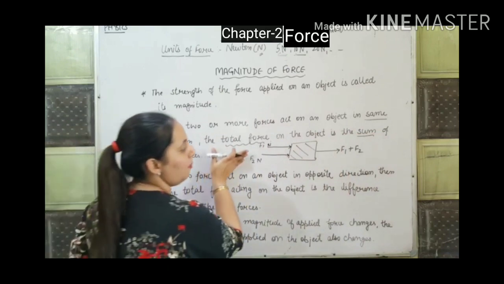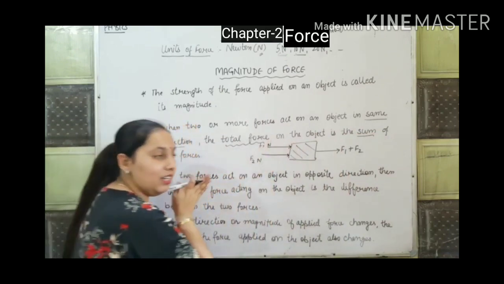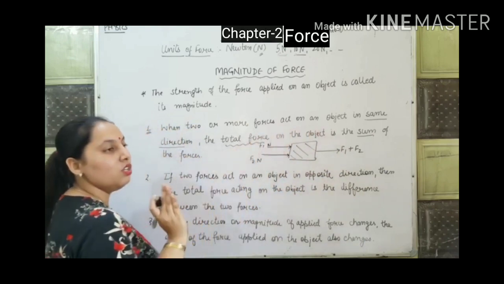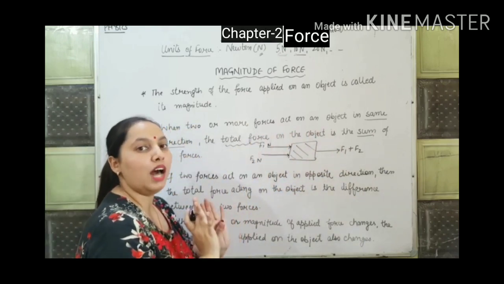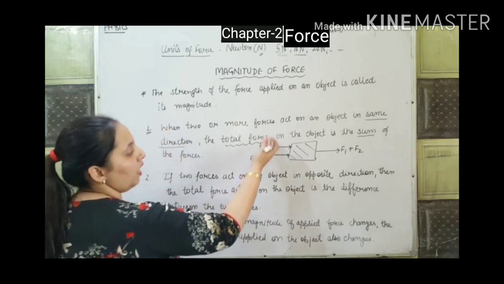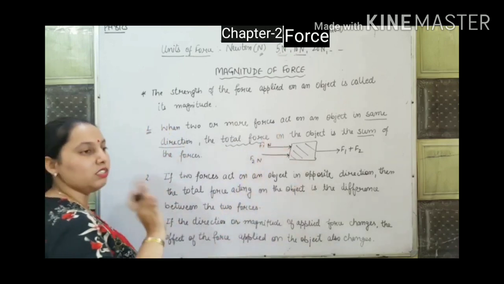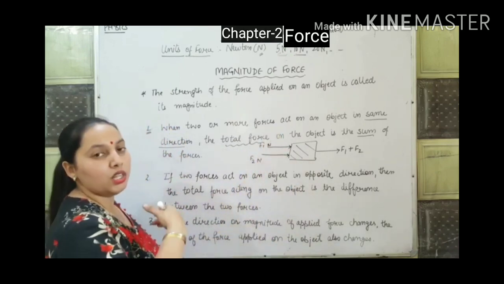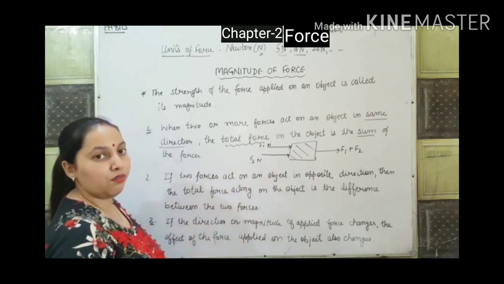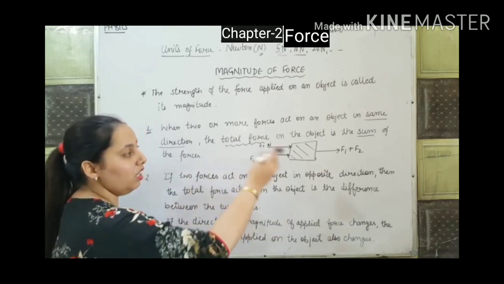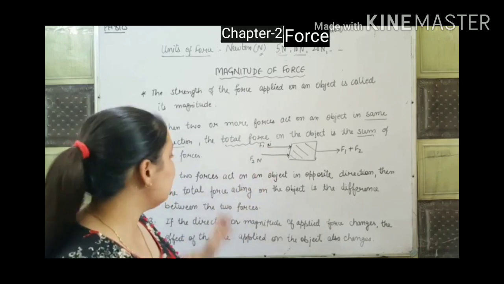It means I am applying force in this direction, my friend is applying force in the same direction, so both our forces are being added up. If 1, 2, 3, many forces are applied in the same direction, the total or resultant force will be the sum of all the forces. Next, let's discuss the second case.